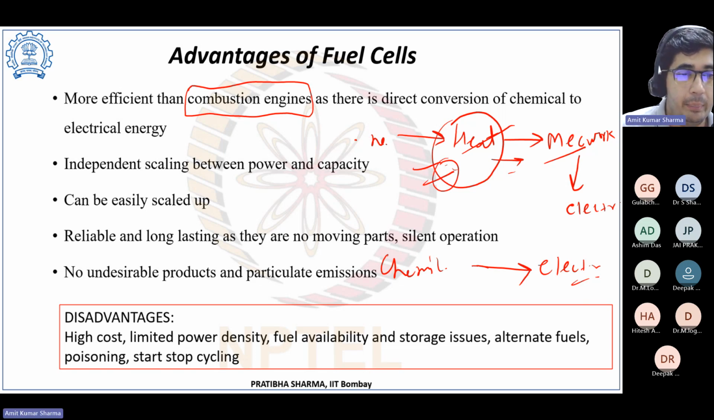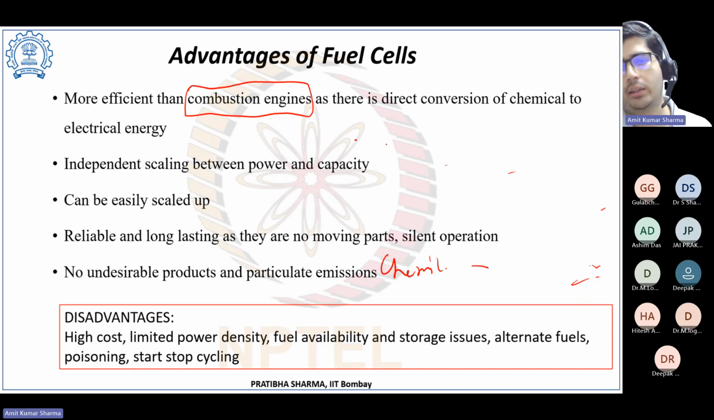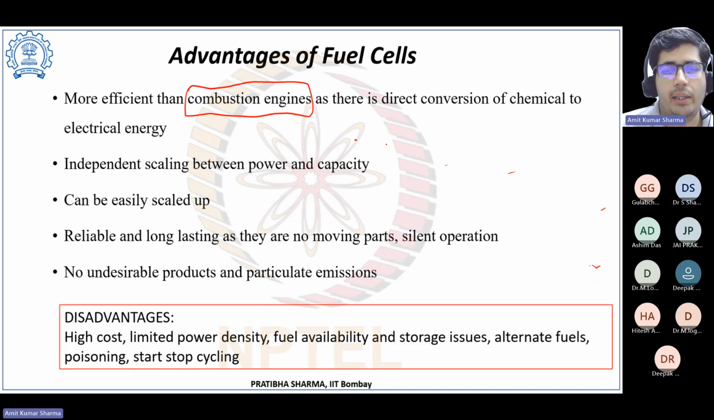The other benefit is independent scaling between power and capacity. If you compare with a combustion engine, if you increase the size of the engine, the efficiency improves. But this is not the case with the fuel cell. In a fuel cell, the efficiency is independent of the size or capacity. So whether you have a fuel cell of 500 watt, 500 kilowatt or 5 megawatt, the efficiency will not change. It can be easily scaled up.